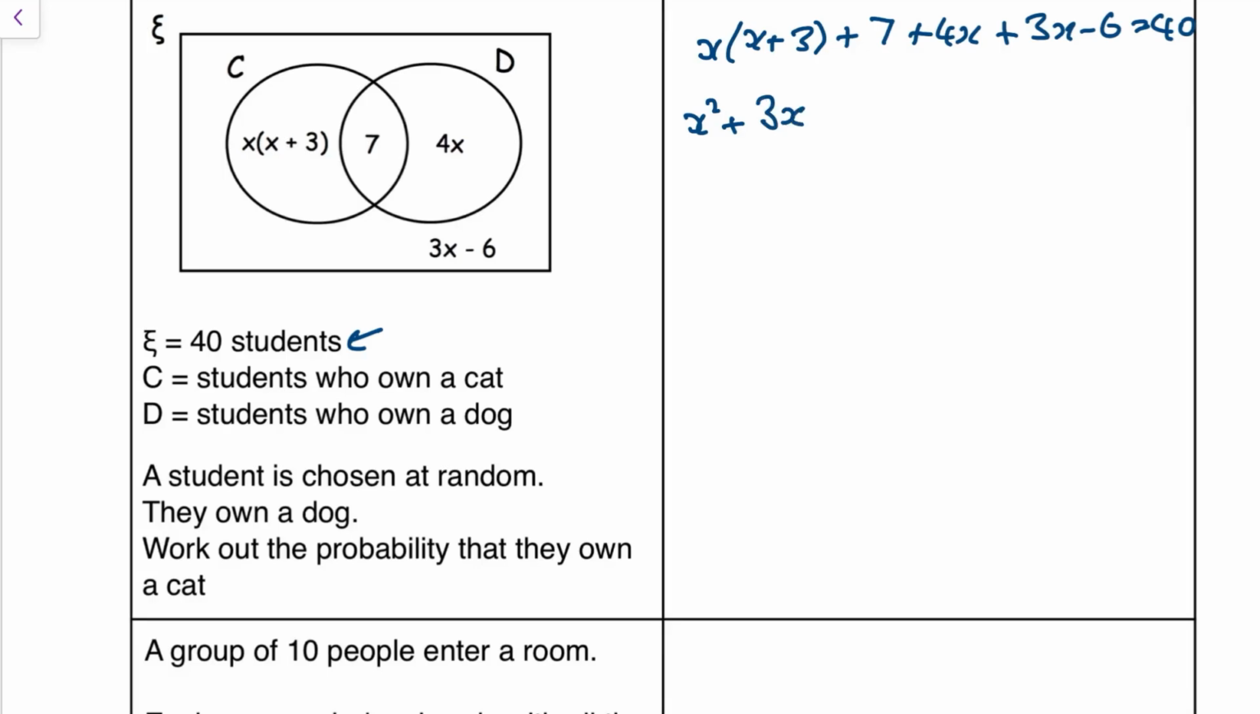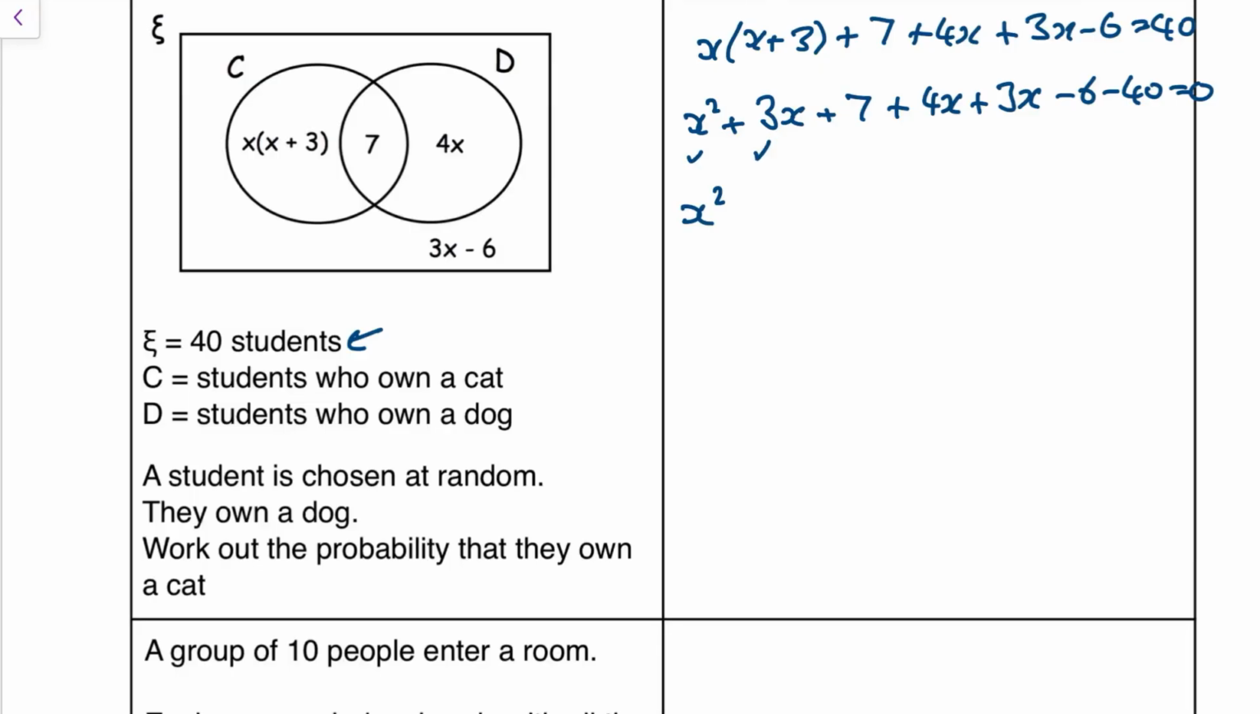So x squared plus 3x plus 7 plus 4x plus 3x minus 6 minus 40 is equal to 0. And then let's add these up carefully. Now, you may have seen me do this before. We're going to tick as I go. So there's my x squareds.